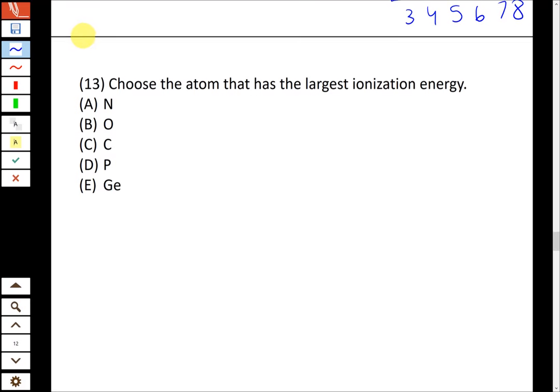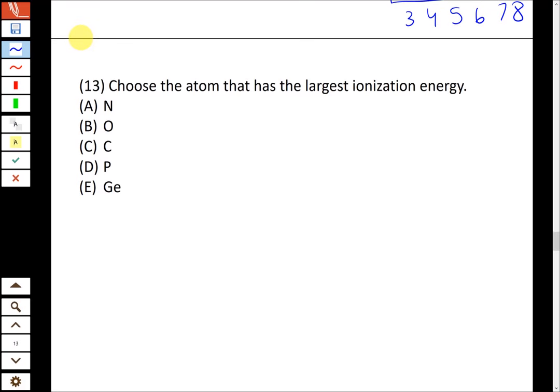All right, question 13 also deals with ionization energy. We have nitrogen, oxygen, carbon, phosphorus, and germanium, and we want to find the one that has the largest. All right, so again, nitrogen, oxygen, and carbon are all in a row.